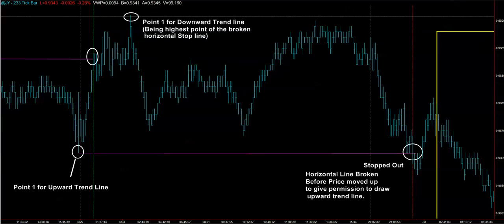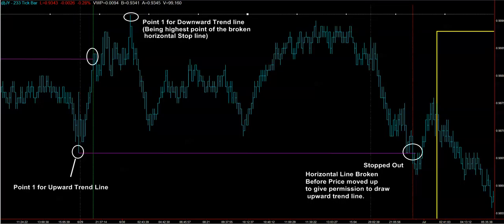Okay, so to recap, we started with point 1 for the upward trend line. After this reversal up here, price action went down. We got stopped out before price moved up to give permission to draw the upward trend line. And once we get stopped out on this side, we reverse, then look for the stop for the downward trend line, and we mark it over here, point 1 for the downward trend line, being the highest point of the broken horizontal stop, referring to this here.